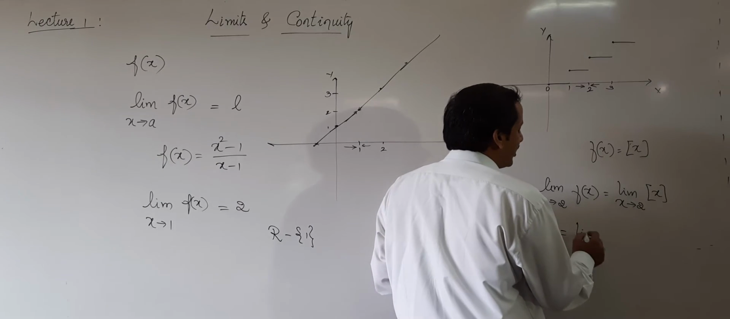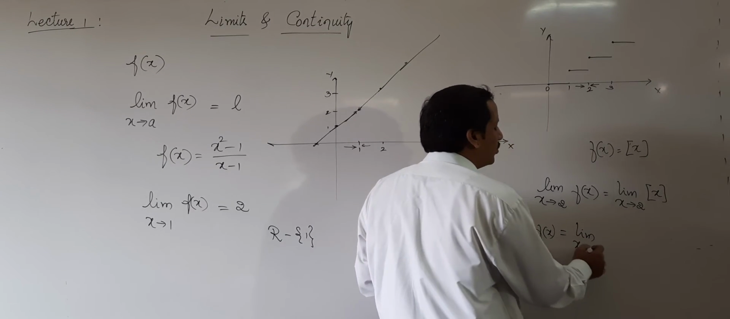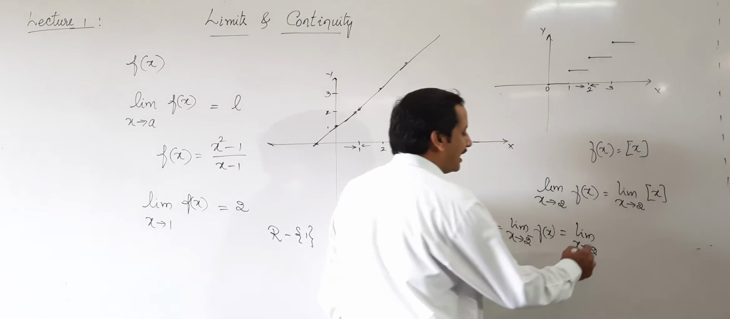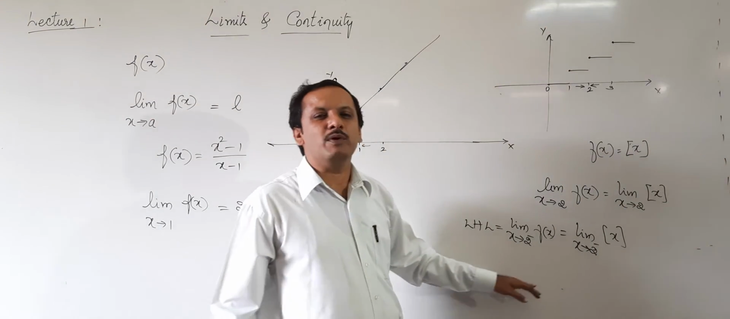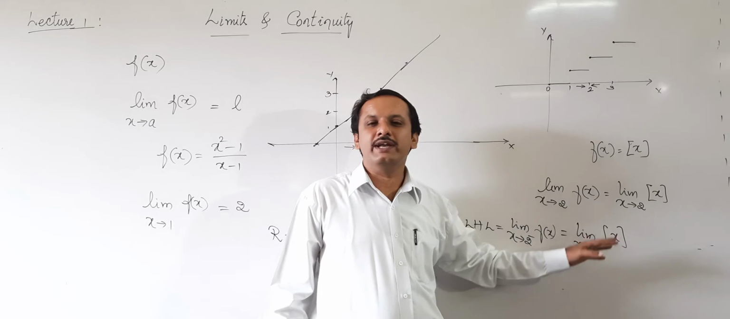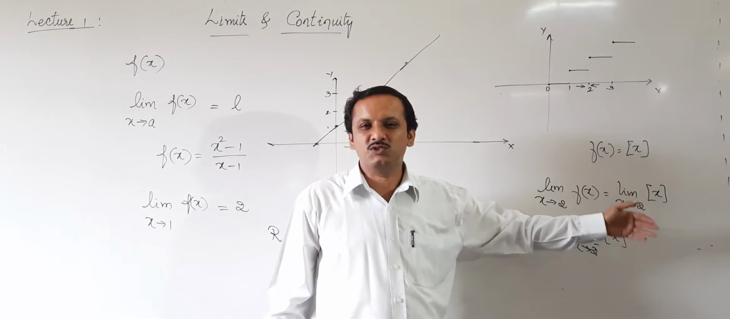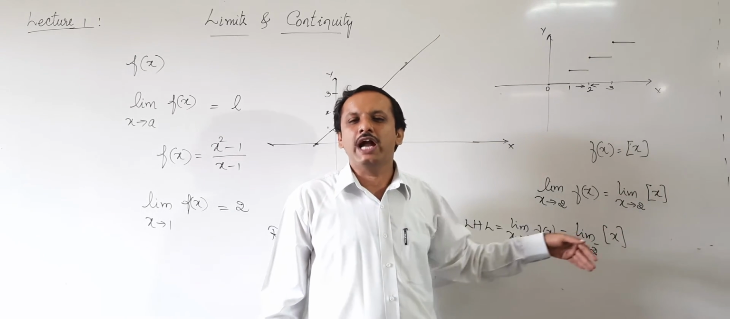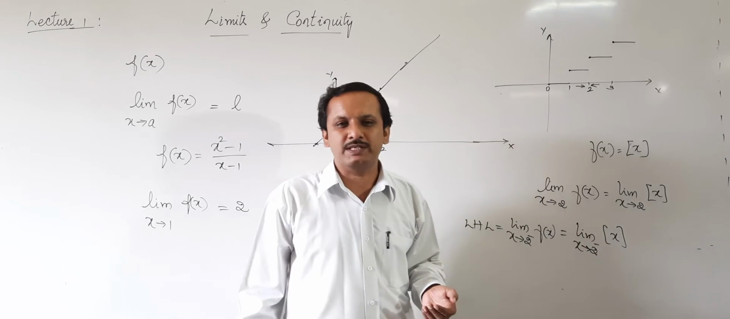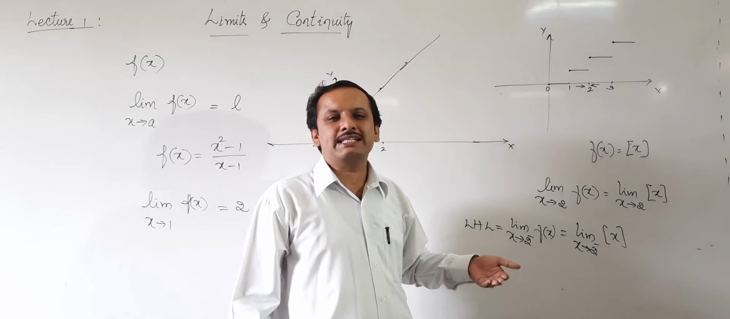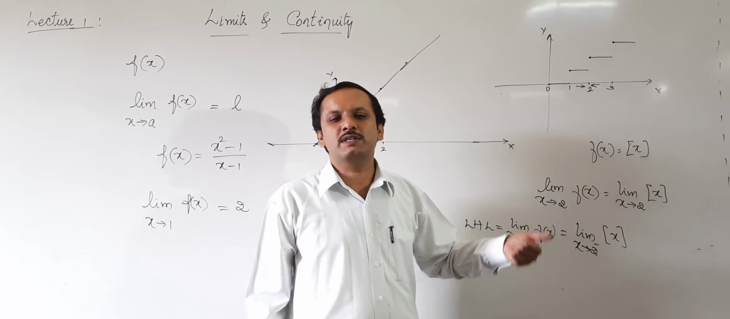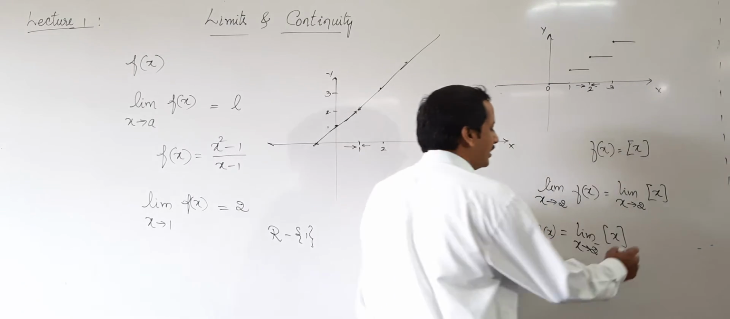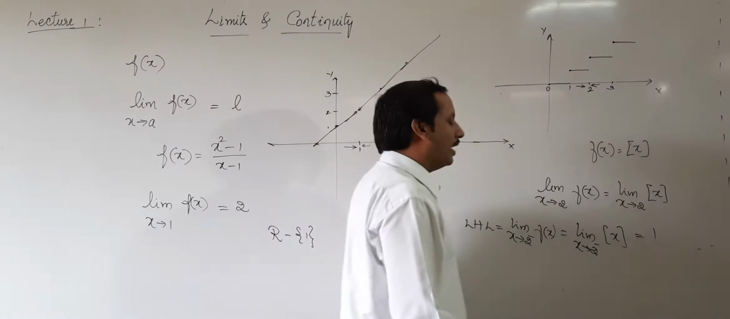So when x is very close to 2 but less than 2, x may take the values 1.8, 1.9, 1.95, 1.99, 1.99999, etc. It's very close to 2 but less than 2. At all those points, what happens to step x? Step x, as we know, at x equal to 2, is 2. When x is between 1 and 2, step x value is equal to 1. So this value will be equal to 1.